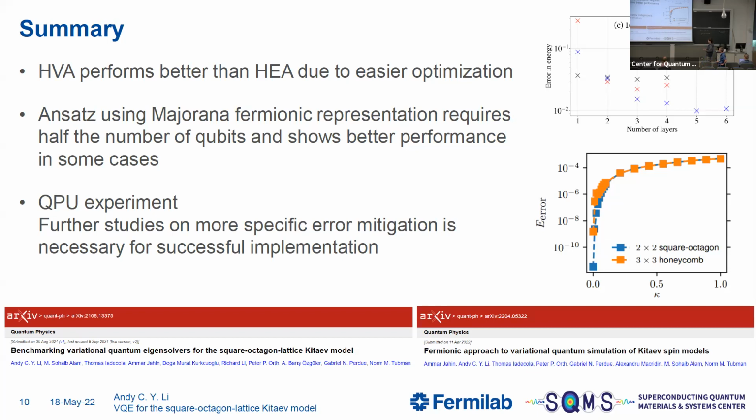Ultimately, in order to actually implement any of this for the experiment, we probably need to do more study on specific error mitigation. This presentation is based on the two papers that we put on arXiv. The fermionic representation is led by Emma, and we recently put it on arXiv. Thank you so much.